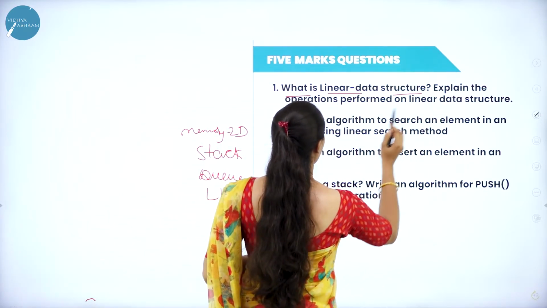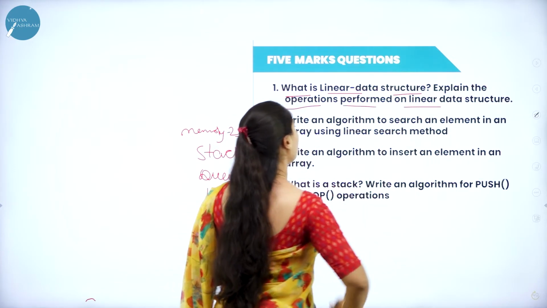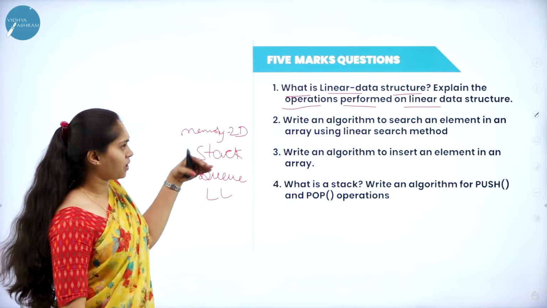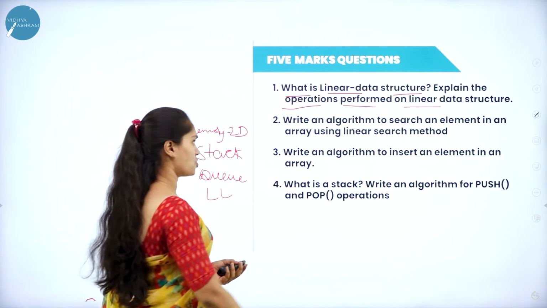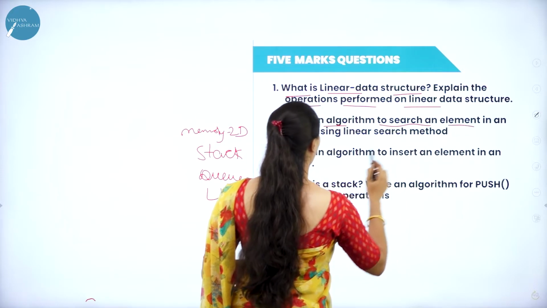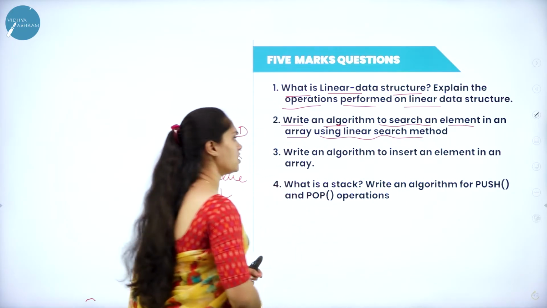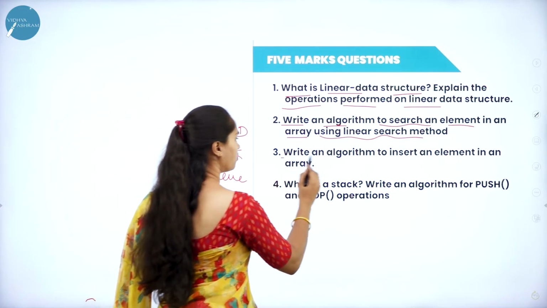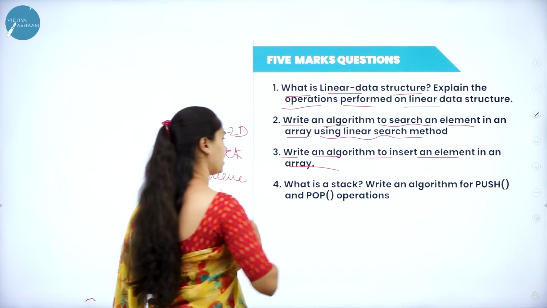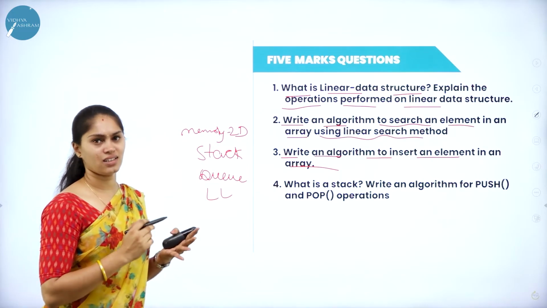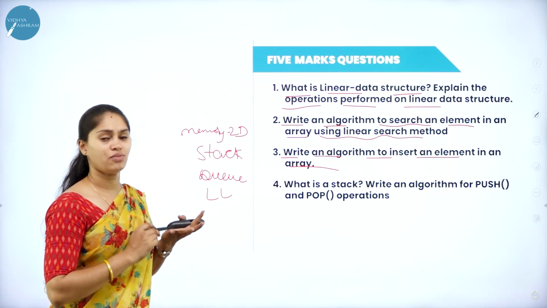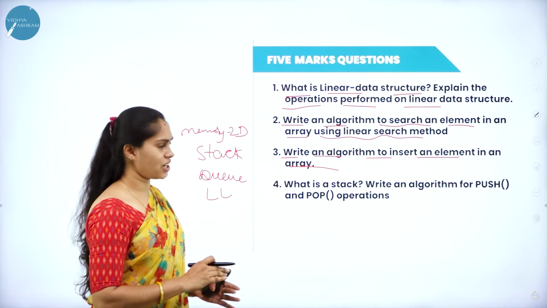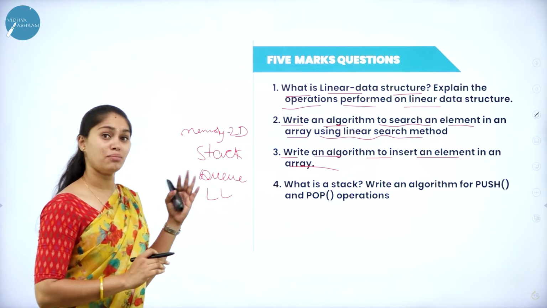So we'll see the important 5 marks questions. What is linear data structure? Explain the operations performed on linear data structure. Write the definition and write the operations which can be performed on this linear data structure. Write an algorithm to search an element in an array using linear search method. As I told, algorithms are very important from this chapter. Write an algorithm to insert an element in an array. Insertion, deletion, searching, and we have sorting. Most likely they ask only regarding insertion, deletion, and linear search or binary search.